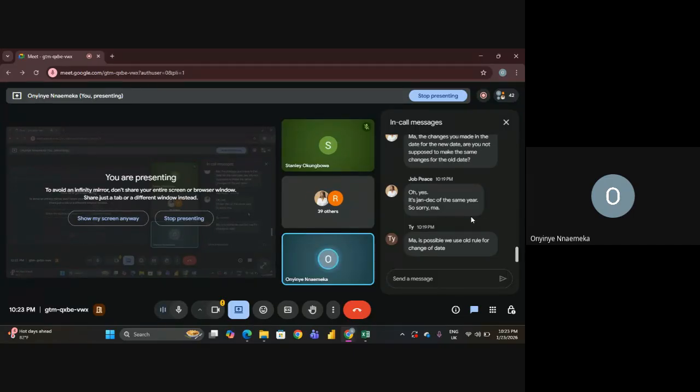Yes, ma'am. Is it possible we use the old rule for change of date? There is no old rule for change of date. So it's just one rule. Change of date did not change anything. It has been the same rule. No changes at all. So there's no new or old rule. What the change of date is, is whether you are using your old accounting date or your new accounting date. That's it.